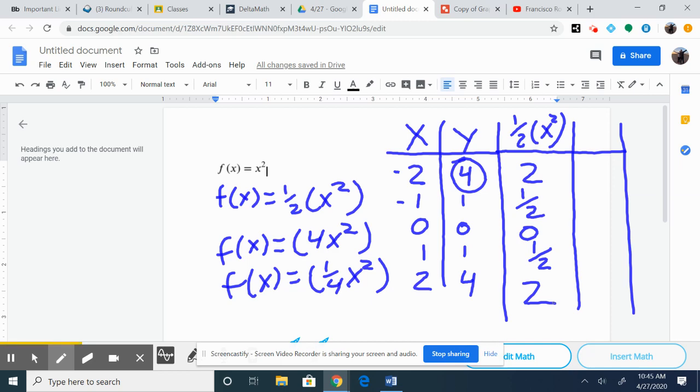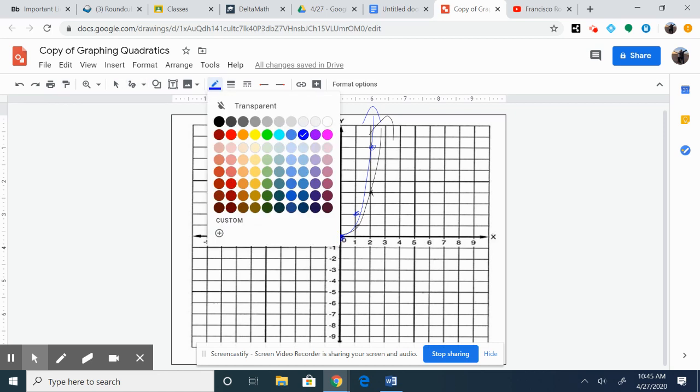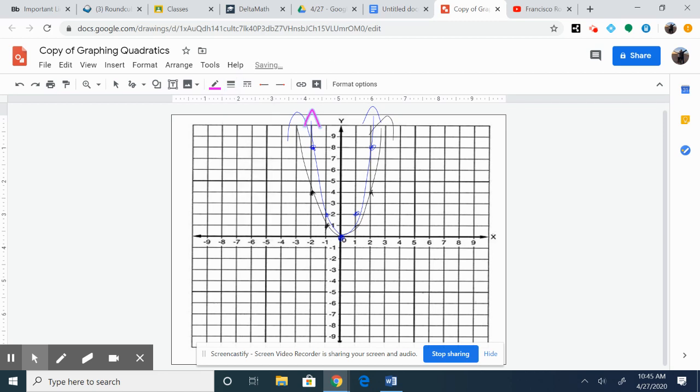So now if we're going to go ahead and graph this, going back here, and I'm going to change the color again. And I'm going to try to make it a little bit more visible. But let's say we're going to go -2 and 2. And -1 and 1/2 would be somewhere around here. And then 0 and 0, 1 and 1/2, and 2 and 2. So if you notice, now our graph got a little bit shorter, but it got a little bit longer on the sides.